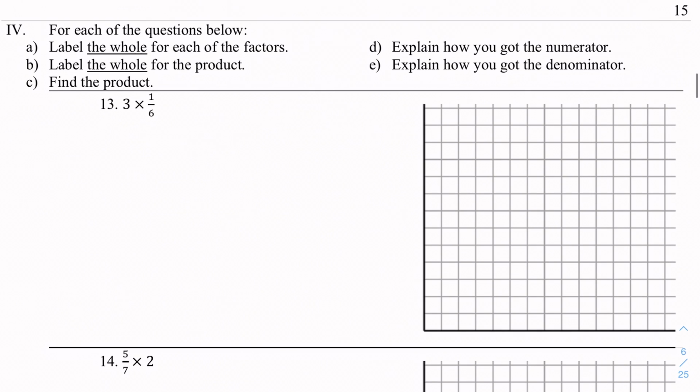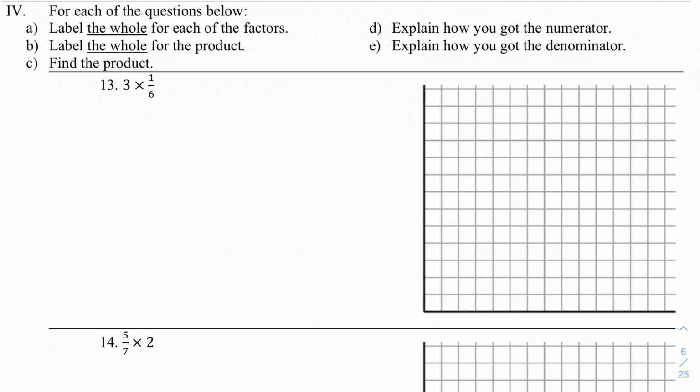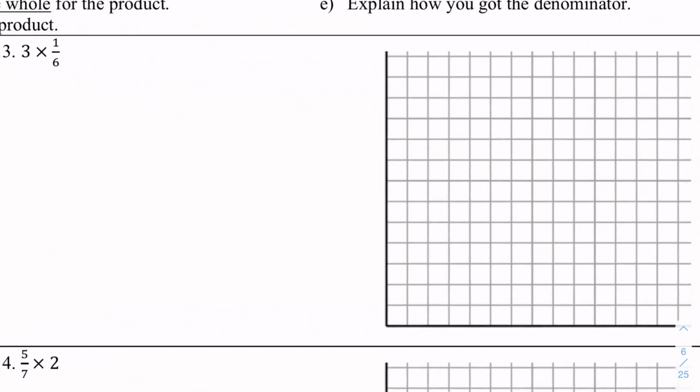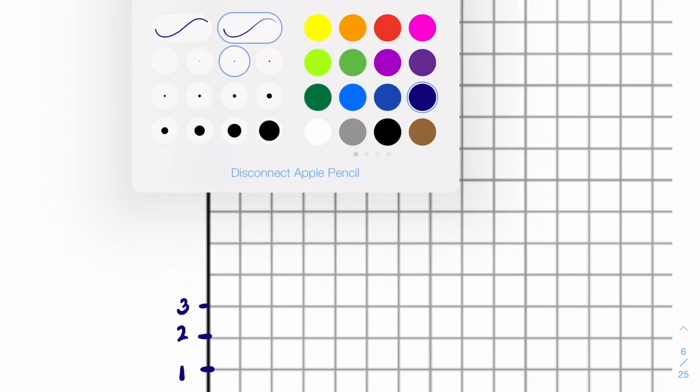Now, the last type of example here for this video is going to be what happens when we now introduce wholes. Okay, so we can certainly do that. Let's see, 3 times a sixth. So on the vertical, we're actually counting by wholes.